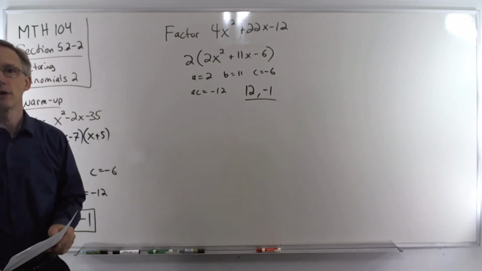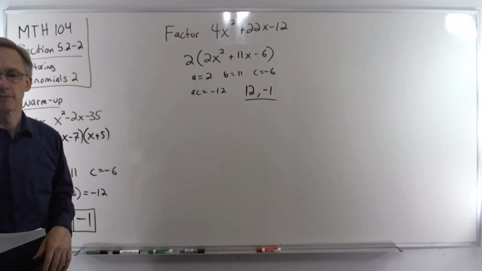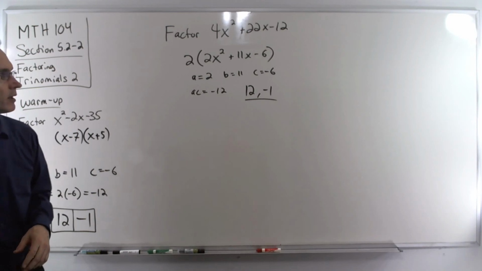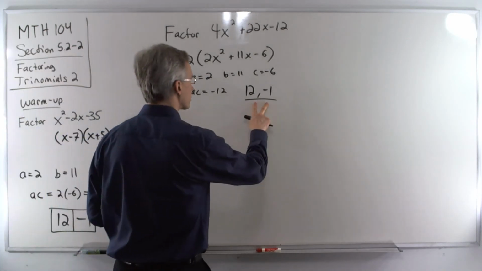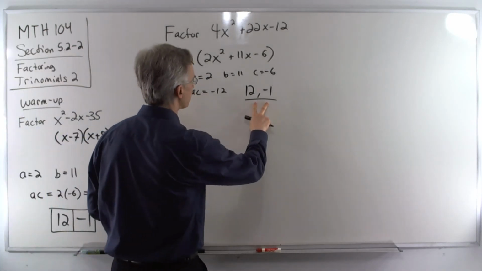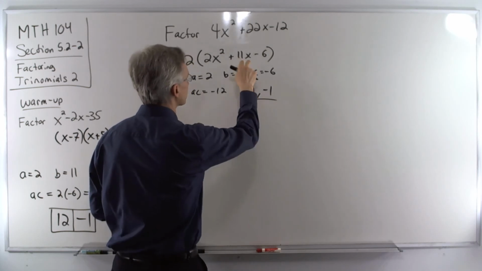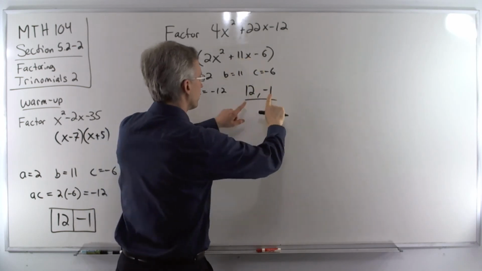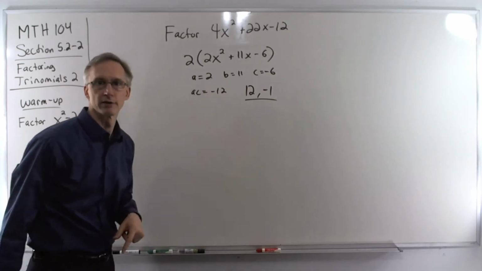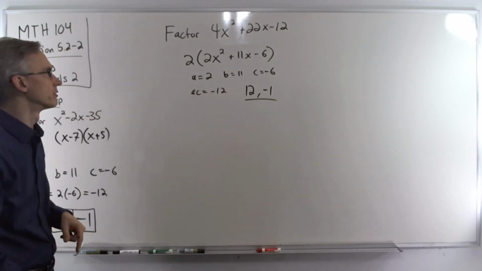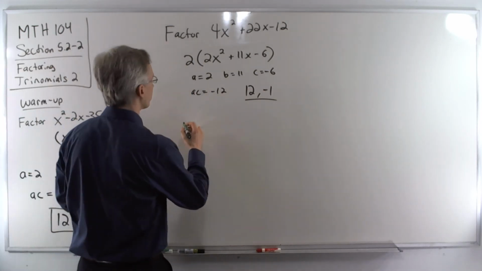Okay, now this is where the two techniques diverge. We're going to have a different technique now. So, with these two numbers, they add together to equal the middle term. So that means that we can split up this middle term into two parts. And that's what we're going to do when we do factoring by grouping.